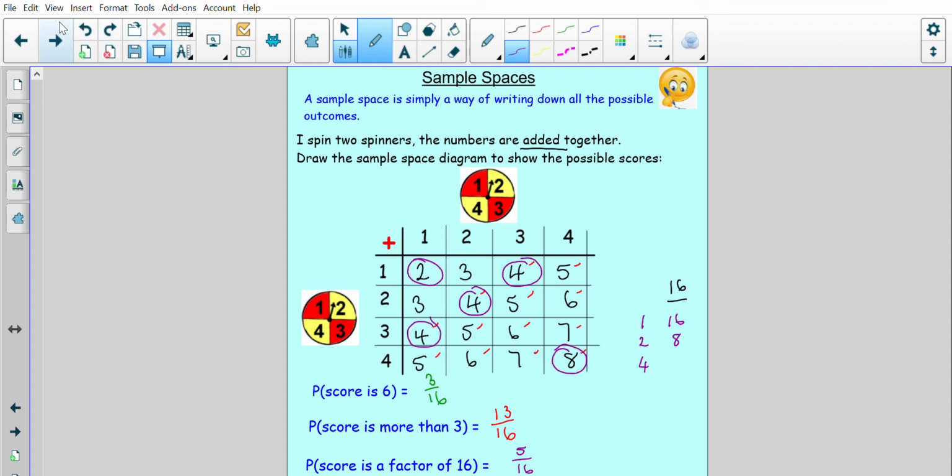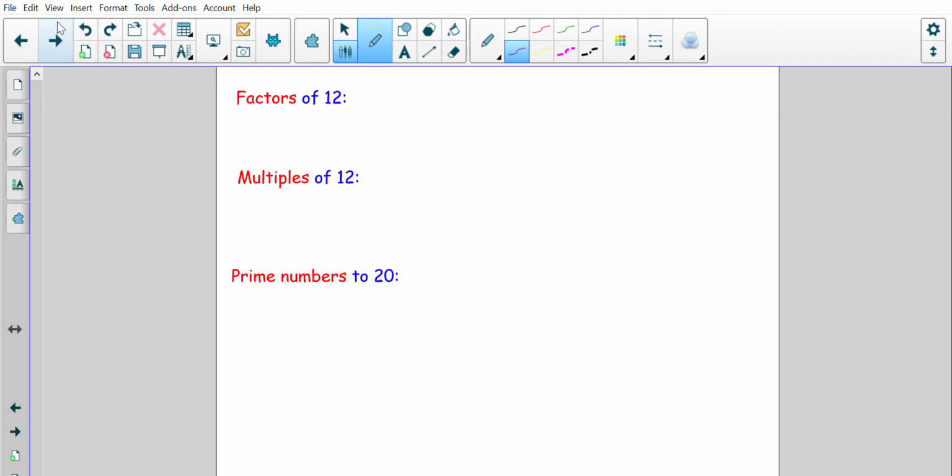What I'd like you to do now, we're just going to have a quick reminder of factors and multiples, because we're going to need those in some of our questions. So remember, factors of 12, as we said, we can write in pairs of numbers that multiply to make 12, being systematic. So there will be our factors of 12. Multiples of 12 are the 12 times table. So that will be 12, 24, 36, 48, etc.